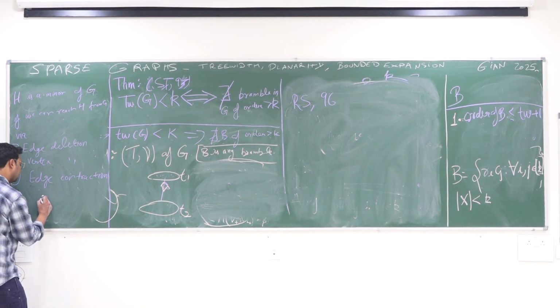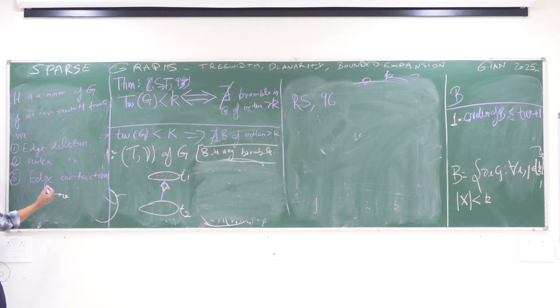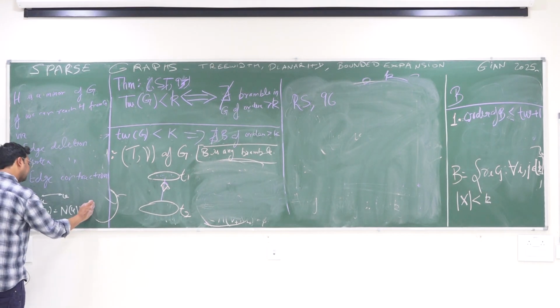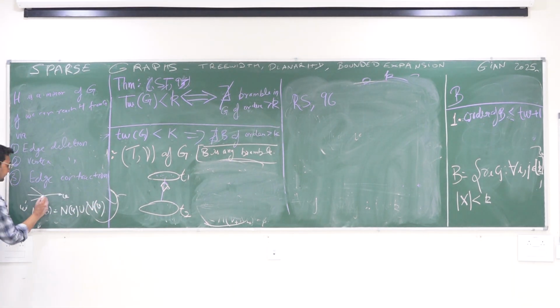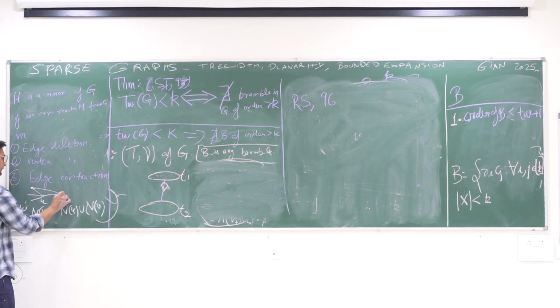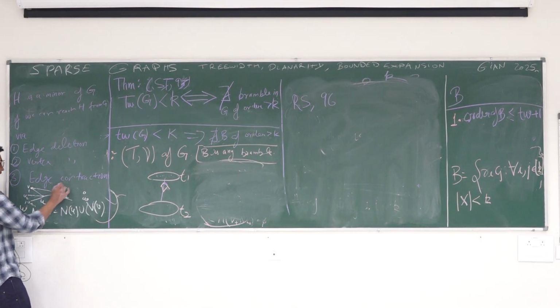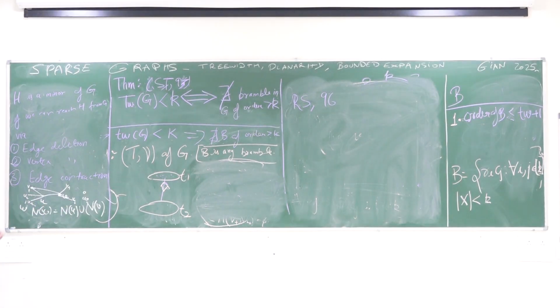What is edge contraction? Let's say that uv is an edge. Then we contract uv inside the graph to make a new vertex. Let's call that vertex w. And the neighborhood of w is equal to the neighborhood of u union the neighborhood of v. So let's say u was connected to these three vertices, and v was connected to these two vertices. Then I make a new vertex w, which is connected to v1, v2, v3, v4, and v5, all five vertices.